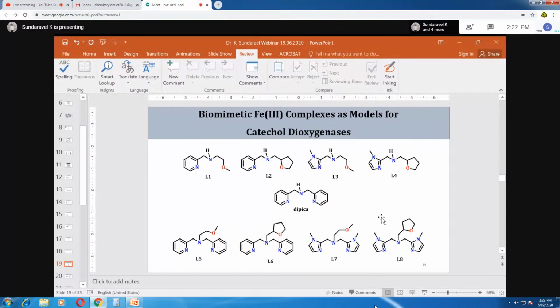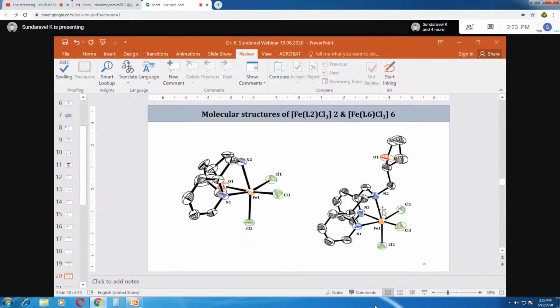The another group of ligands, L5 to L8, here what we have done, instead of a secondary amine, we introduced a tertiary amine by introducing one more pyridine, one more imidazole. So the first four ligands act as tridentate, whereas L5 to L8 are expected to give four-coordinate, four dentation for the complex formation.